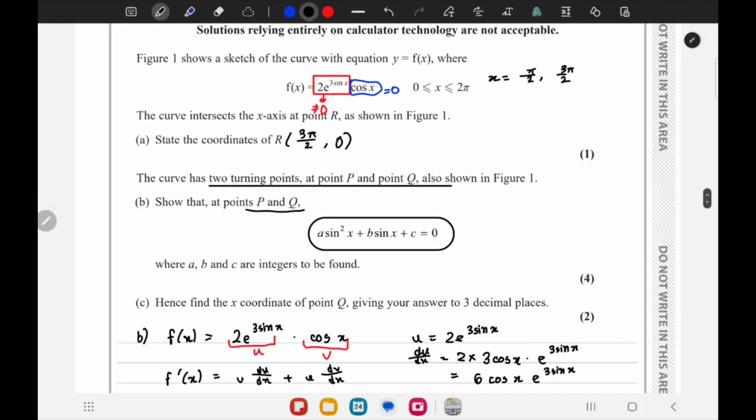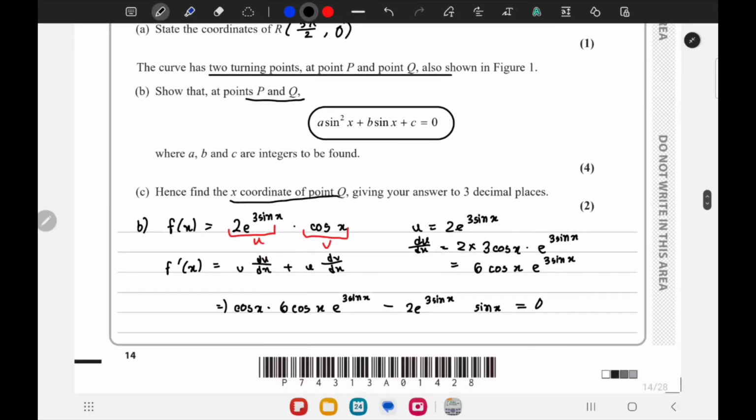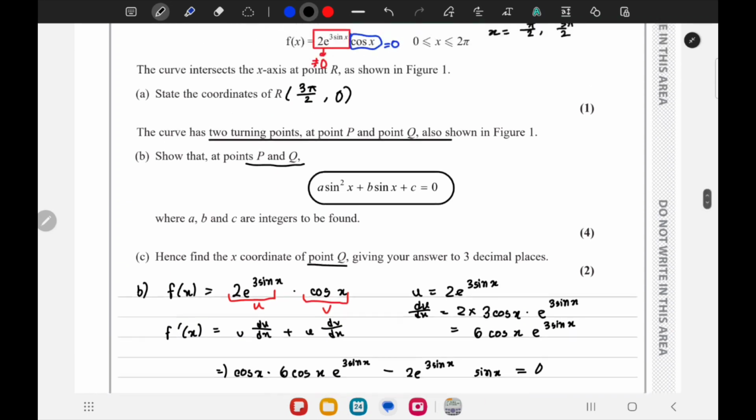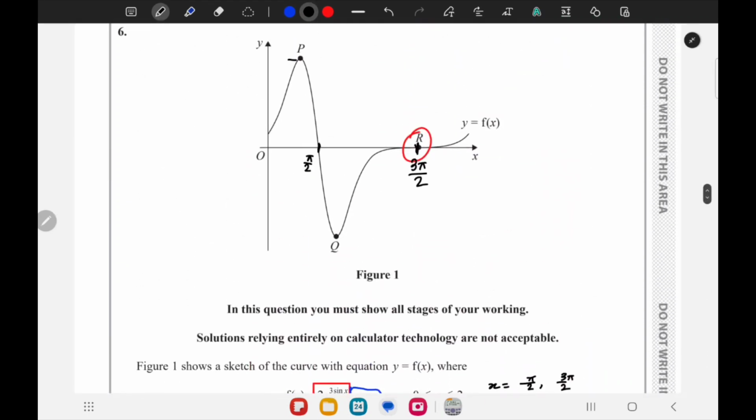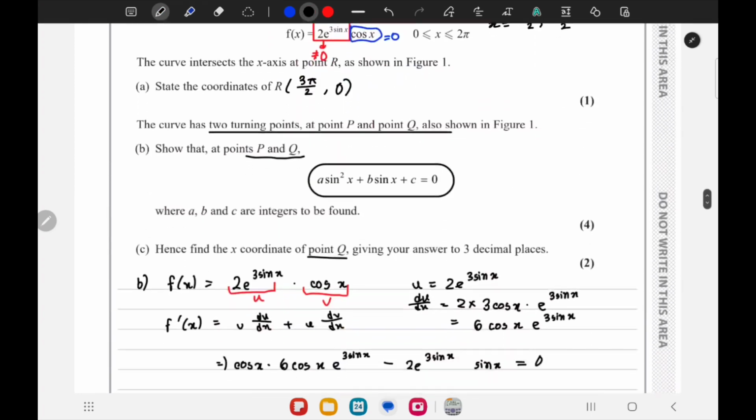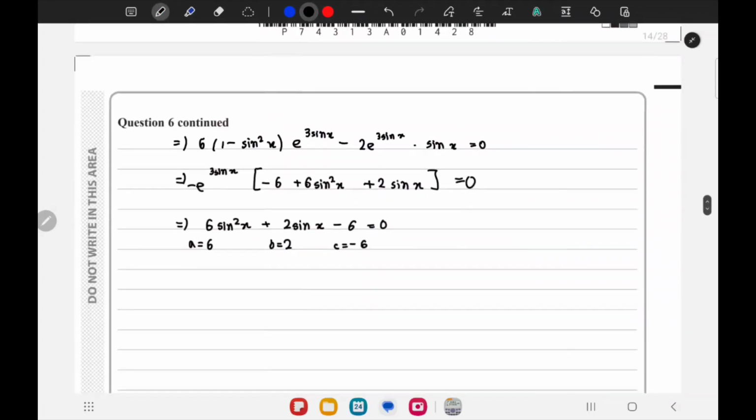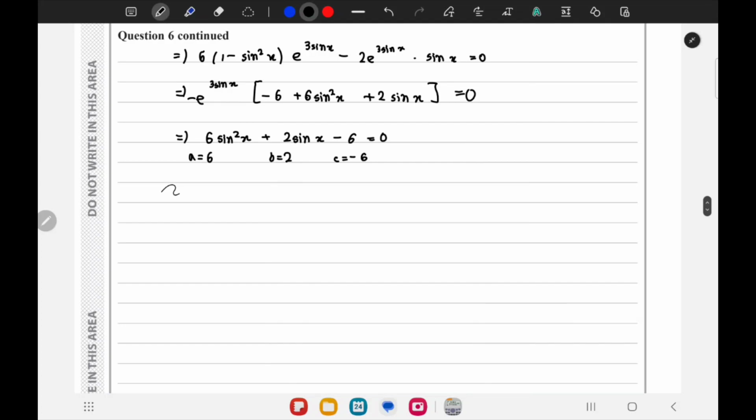Now we have to find the x coordinate of point Q. Point Q is the second stationary point. So P is the first one, Q is the second one. We have to find the second turning point. So we can consider any variable. I'll take y equals sin²x, so we'll get a quadratic: 6y² + 2y − 6 = 0.